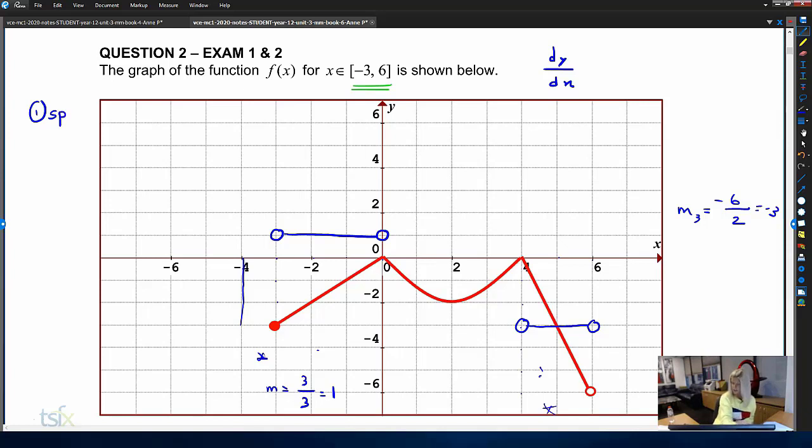The stationary point here is at 2. We know the gradient of the tangent goes to 0 there. So on the gradient function, that becomes an x-intercept. The next thing I need is just my regions.